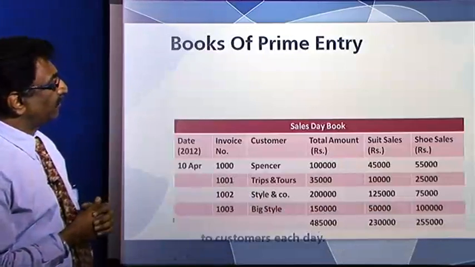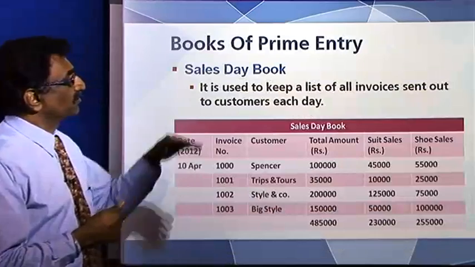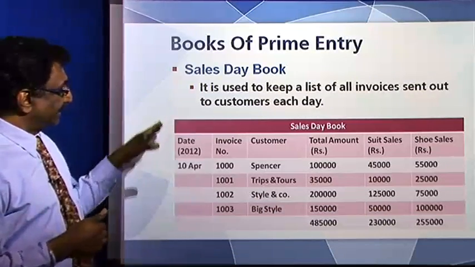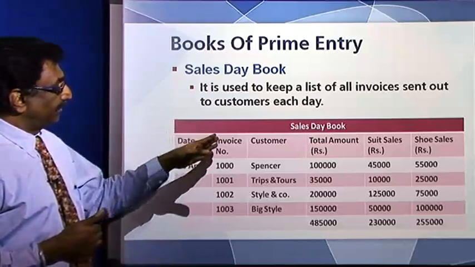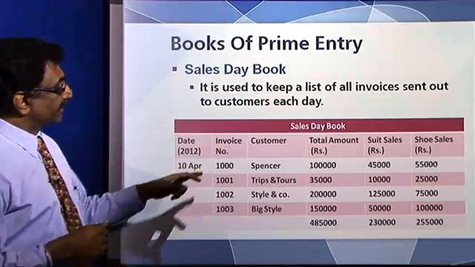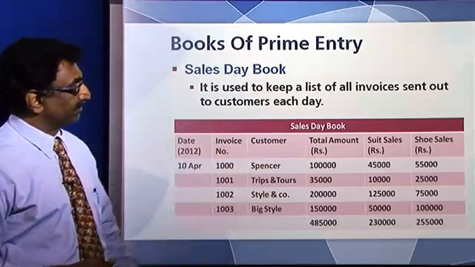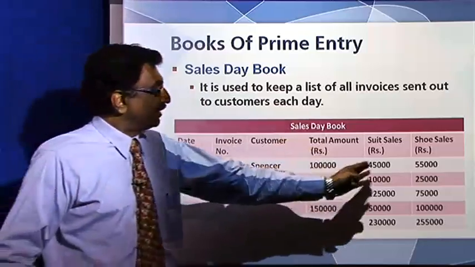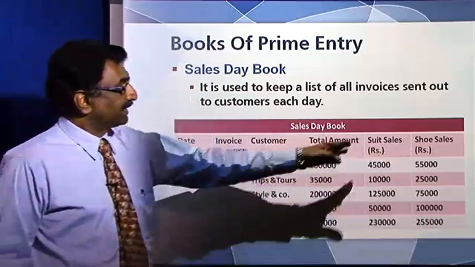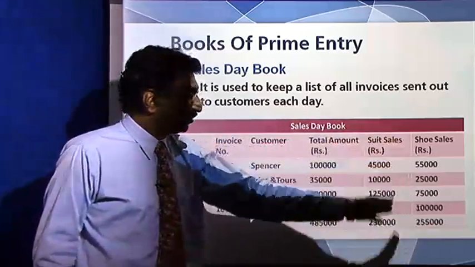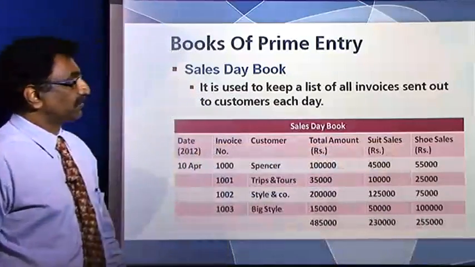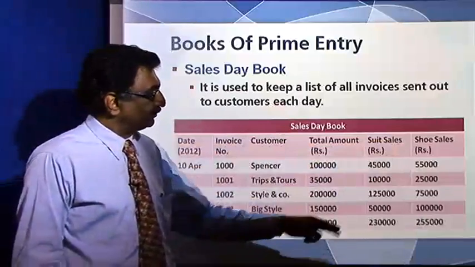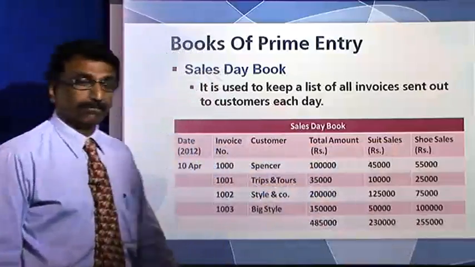It is a fairly straightforward format for a sales day book. It is used to list all invoices sent out to the customers on each day. So, we have an example here that on 10th of April, these are the various invoices that were sent to the customers, the invoice numbers, who these customers were, and what the total on the invoice is. We can further have a product-wise breakup provided in the sales day book, as in this case, say suits and shoes were sold. So, what is the amount of shoes that was invoiced and how much the suit that was invoiced, the total invoice value and the breakup in terms of products.